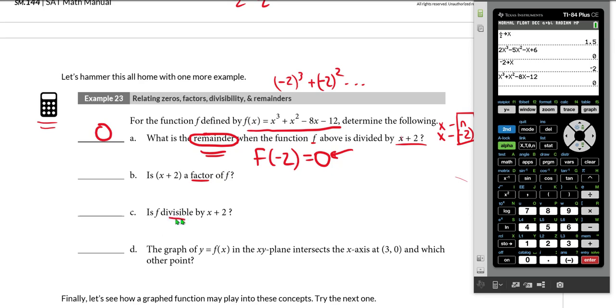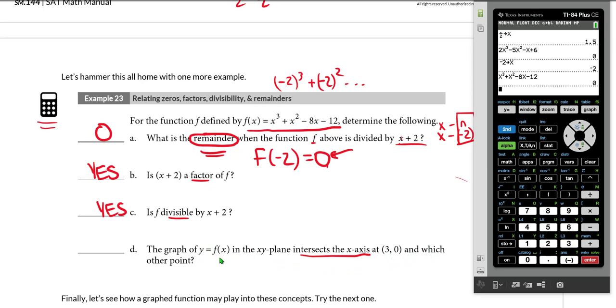Now, all of these other questions simply deal with the chain that we've been talking about over and over again. So we just found out that when f is divided by x plus 2, our remainder is 0. That means that x plus 2 is, yes, a factor of f. It also means that f is divisible by x plus 2. And in the case of example 23D, this says the graph of f of x intersects the x-axis at 3, 0, and which other point.